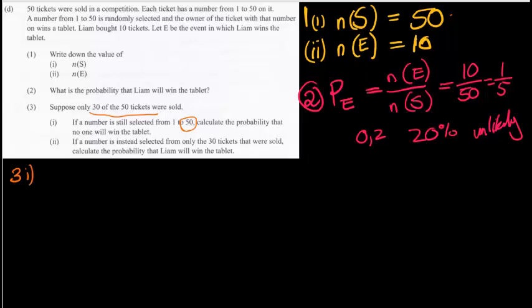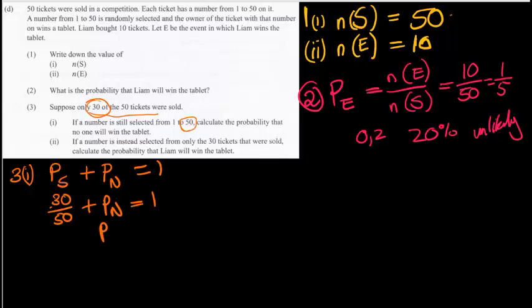So question 3I, the first thing you need to know is there are two possible scenarios. There is the possibility that someone would win and the possibility that no one will win. And if we add them up, that would be equal to 1. I'm sure you remember this, right? So the possibility that someone would win would be 30 tickets are sold, 30 out of 50, plus the possibility that no one would win is equal to 1. So the possibility that no one would win would be 1 minus 30 over 50, which is 20 over 50.